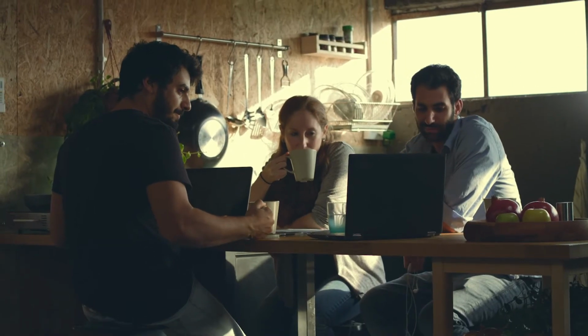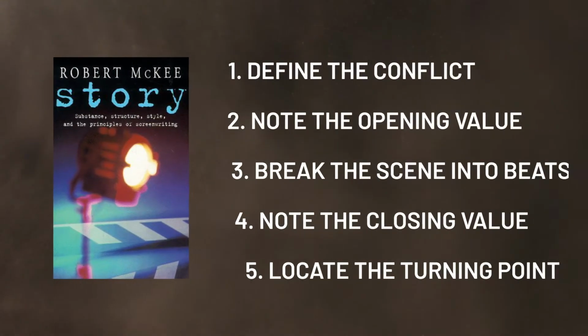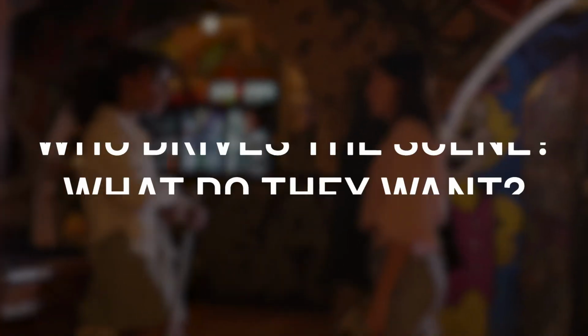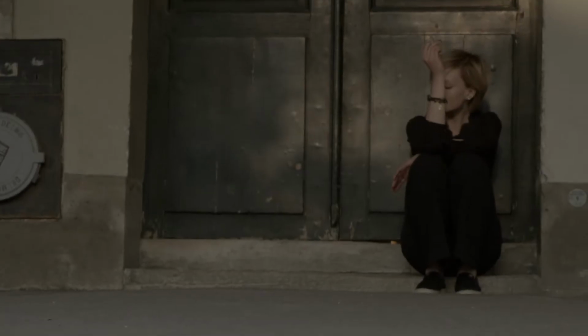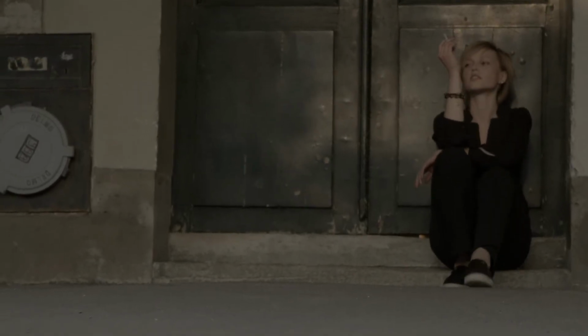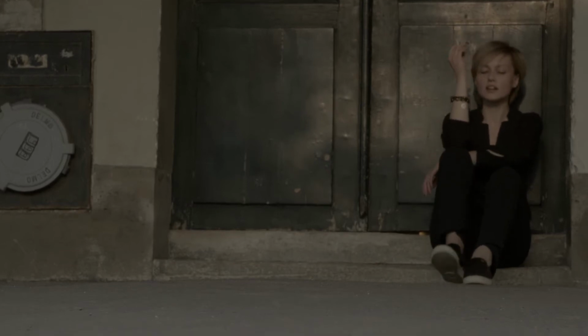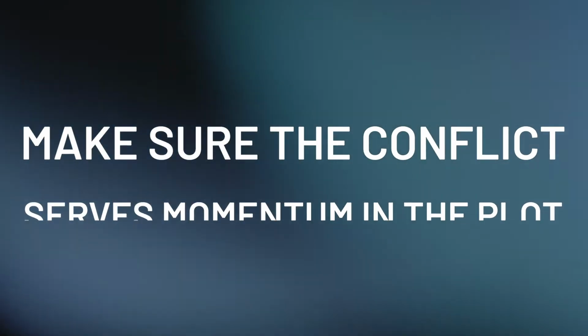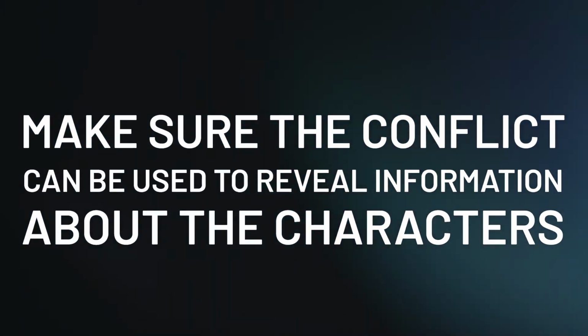So I start with a 5-step process which Robert McKee outlines in Story. Step 1. Define the conflict. Who drives the scene and what do they want? Then, what force of antagonism is blocking it, and why? The force of antagonism could be as simple as a locked door, but presuming it's 2 characters arguing, make sure the conflict is true to those characters' goals, serves momentum in the plot, and can be used to reveal information about the characters. Next, we note the opening value.